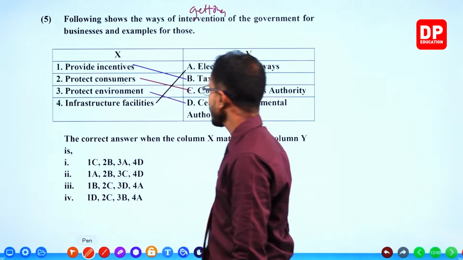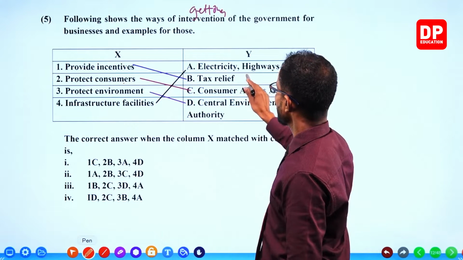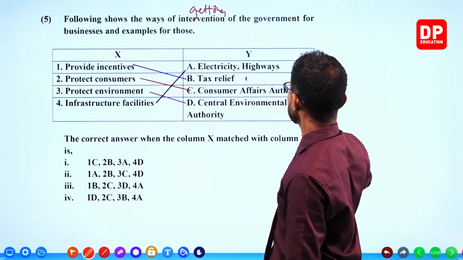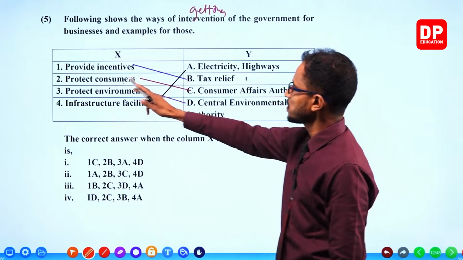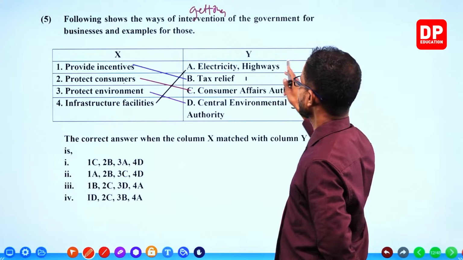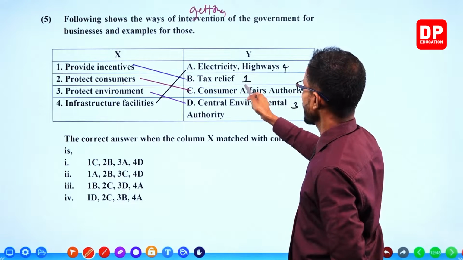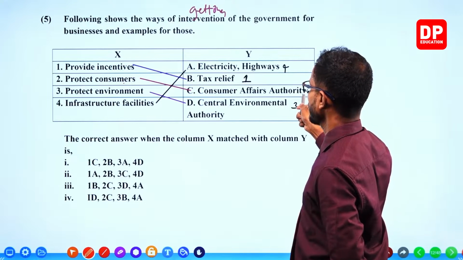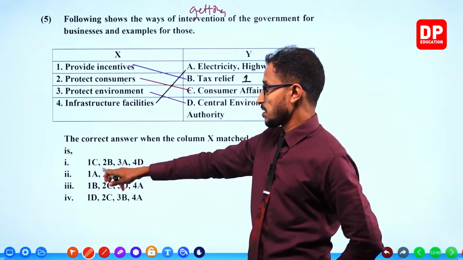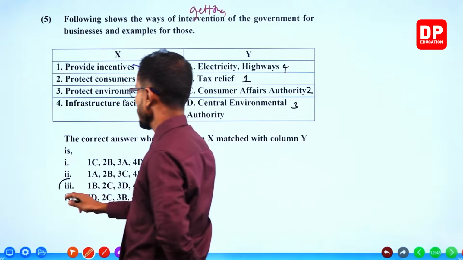Now, number 1 should be B. Number 2 should be C. Number 3 should be D. A is 4. B, C, D, A. 1B, 2C, 3D, 4A. Here we go.